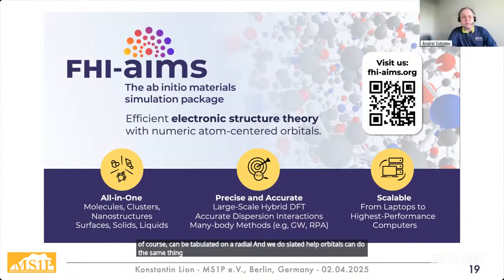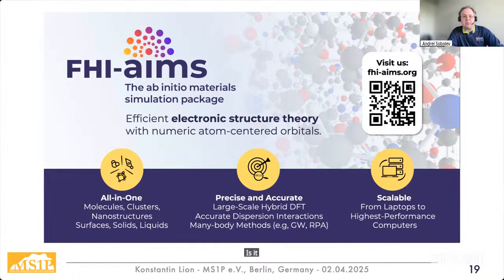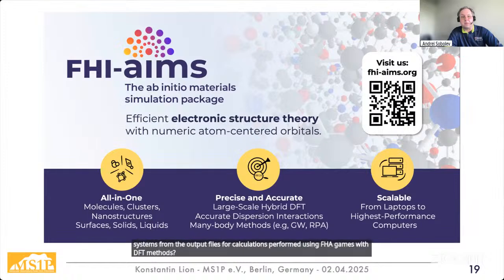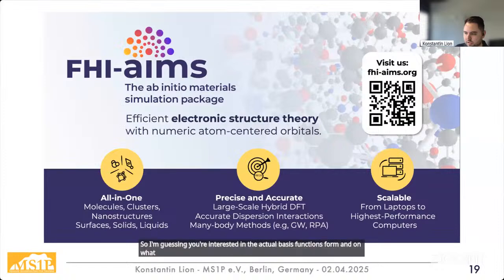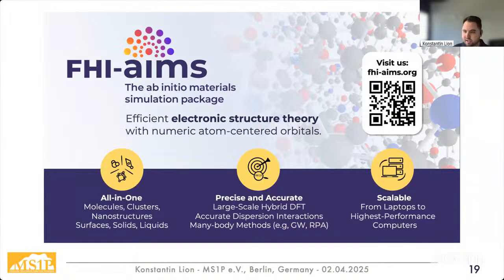Thanks a lot. There is one more question from Dr. Tagema. Is it possible to extract the radial densities and/or radial energies of systems from the output files for calculations performed using FHI-aims with DFT methods? So I'm guessing you're interested in the actual basis function form and what you get out. I think, yes, you can extract those from within the code. I don't know the specific keywords, but I'm sure there are some to output the radial functions and what we have as basis functions.